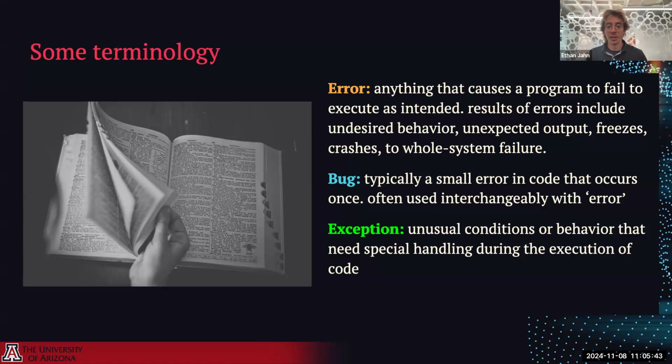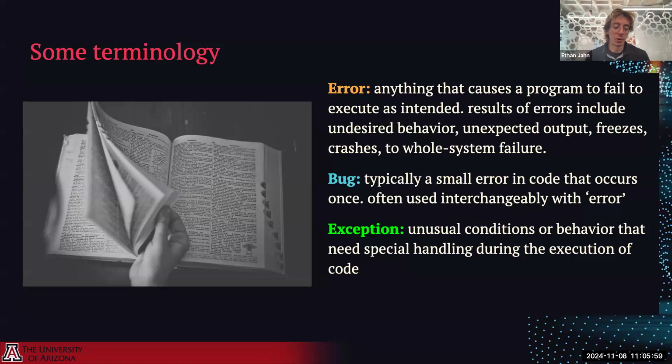So an exception is also related to these two things. It could be unusual conditions or behavior that needs special handling during the execution of code. And that is pretty general. Oftentimes, programming languages have exception handling built into them.